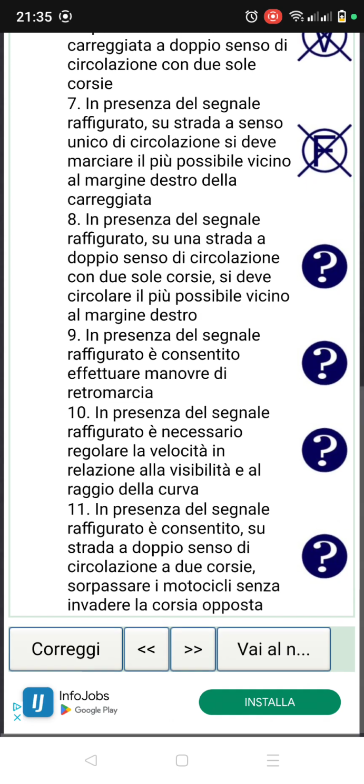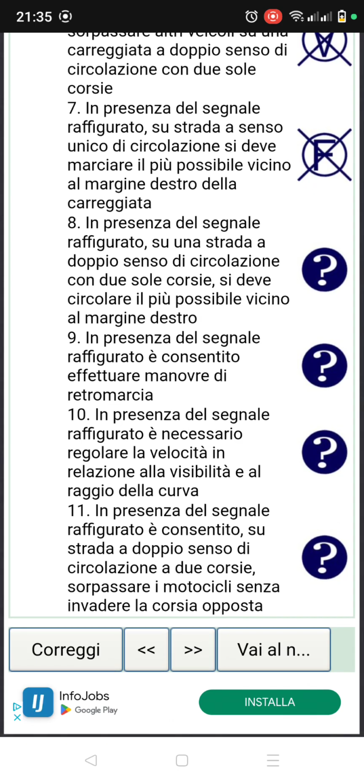It's false. Number 8. In presenza di segnale raffigurato su una strada a doppio senso di circolazione con solo 2 corsie si deve circolare il più possibile vicino al margine destro della carreggiata. This one is true. So on a road of two-way circulation with only 2 lanes, you must circulate as close as possible to the right hand side. Yes, it's true. On the 2 ways, yes. One way, no.